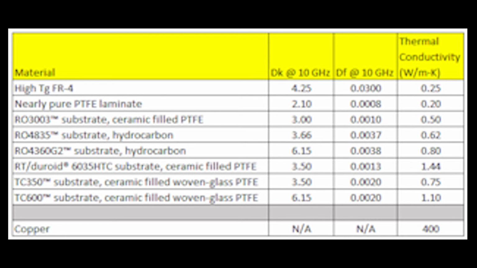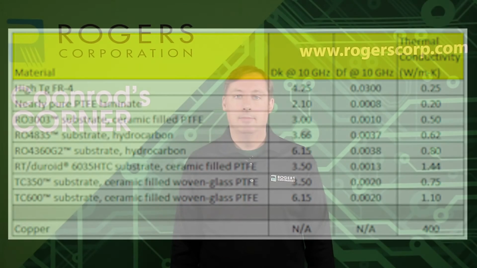Now the ultimate material for thermal management would be the RT/duroid 6035HTC laminate, and you can see why here in the table: the thermal conductivity is outstanding at 1.44 watt per meter K, and the dissipation factor is very low at 0.0013. So basically what happens when RF power is applied to a circuit with this material, there's not much heat generated in the first place, and whatever heat is generated is taken away very effectively by this very high thermal conductivity.